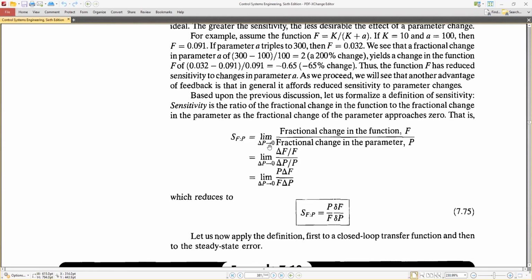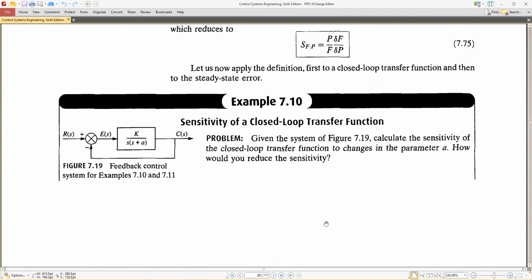Limit as delta P tends to 0 of the fractional change in the function F divided by the fractional change in the parameter P. So finally, this is the equation. They have used a problem: given the system in figure 7.19, calculate the sensitivity of the closed loop transfer function to changes in the parameter a. How would you reduce the sensitivity?